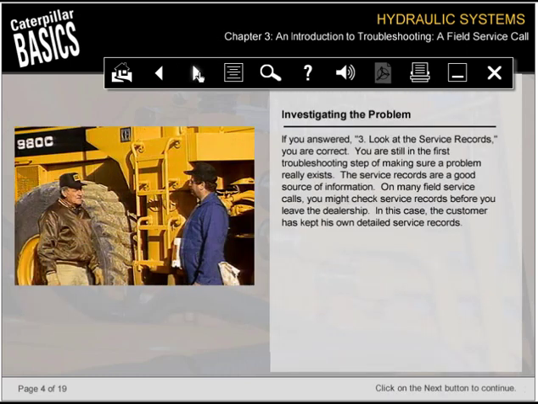If you answered 3, look at the service records, you're correct. You're still in the first troubleshooting step of making sure a problem really exists. The service records are a good source of information. On many field service calls, you might check service records before you leave the dealership. In this case, the customer has kept his own detailed service records.